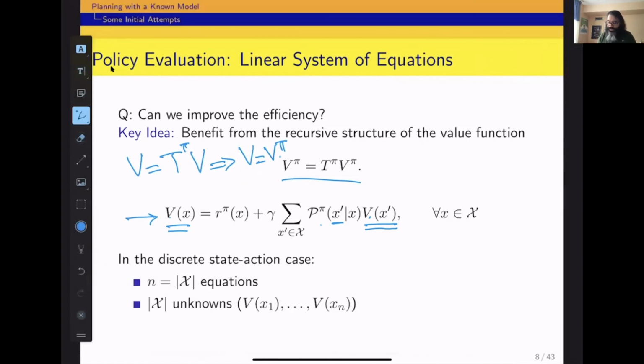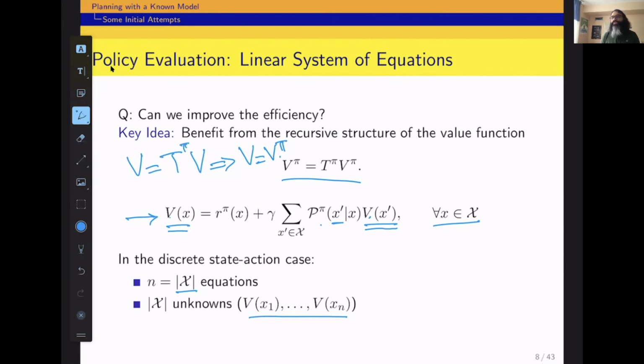So here, what are the unknowns? This is defined for all x's. If it is a discrete problem, suppose we have n states. So we have n equations and the same number of unknowns, v of x1 to v of xn. So these are unknowns. So what is special about this equation? Or maybe better to ask, is it a linear equation or a nonlinear equation? Okay, so it's a linear equation.